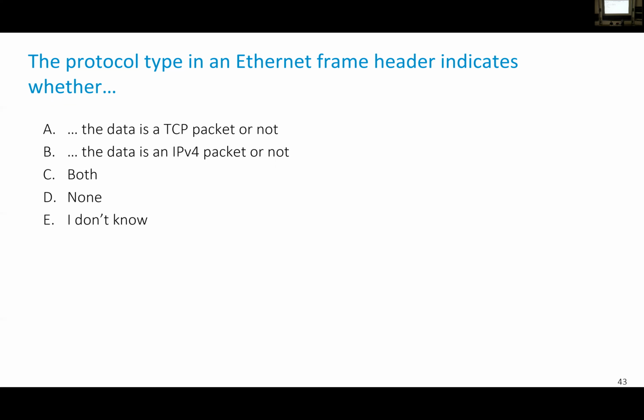I close the poll in a second. And of course, the answer is B, which is also the majority vote. The protocol type in an Ethernet frame indicates the higher layer, which is perhaps IPv4, perhaps something else, but TCP would typically be an even higher layer containing IPv4 packets. So you don't know by looking at the Ethernet frame whether it's a TCP packet or not. Worse, you don't know the port number. So bridges don't know the port numbers, for example.